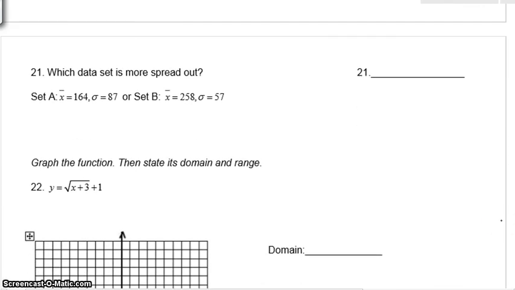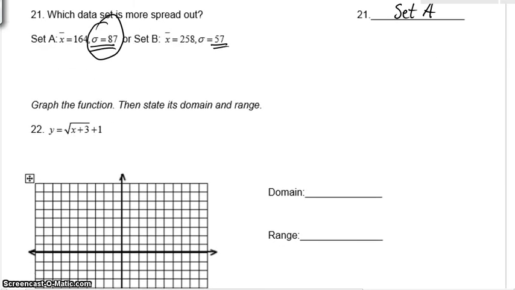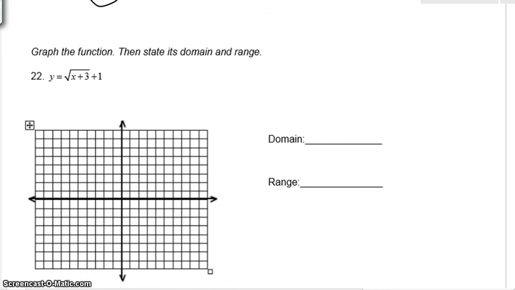You can see very quickly which data is more spread out. All you need to worry about is the sigma. You can see that sigma is larger for set A. So set A is going to have its data more spread out. All right, so very quickly, let's go to our last 2 problems.